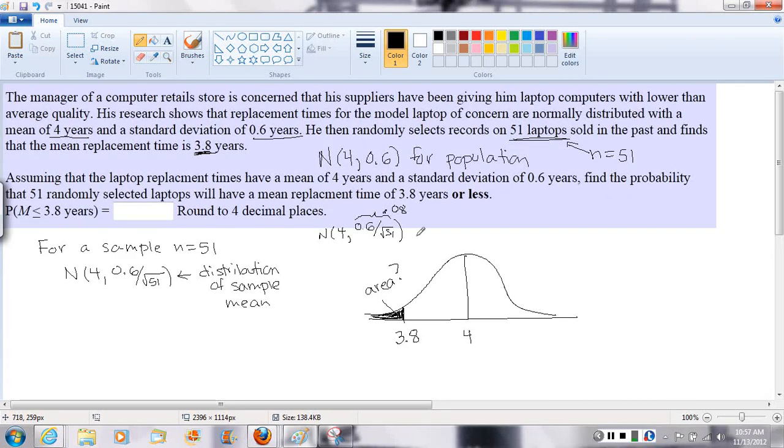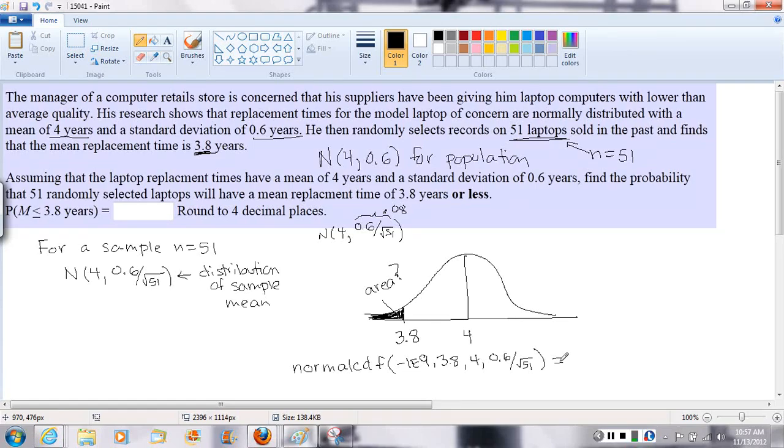So to calculate that area, whenever we have a normal curve, if we know a value of interest and we need the area, we can use the command normal CDF. And we're going to input, first of all, the left-hand boundary of the area of interest. This goes to negative infinity, so we enter it as negative 1 E9. And then the right-hand boundary would be 3.8. And then the mean is 4, and the standard deviation is that 0.6 divided by the square root of 51.